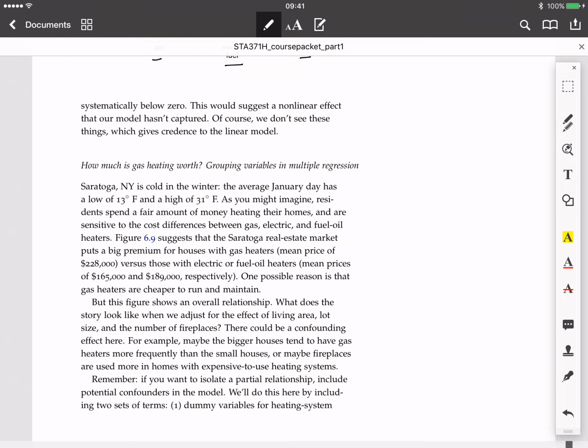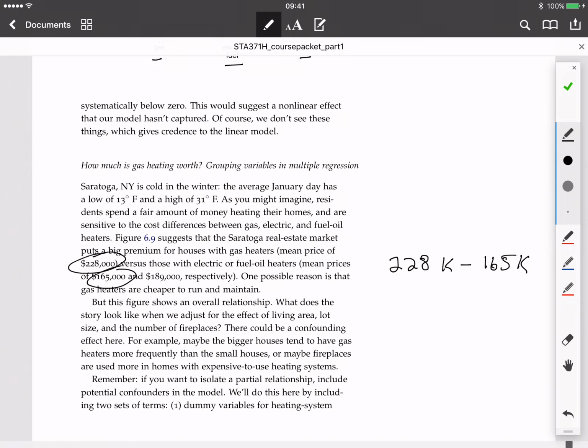Well, if we just compute the group means, the mean price of houses with gas heaters is about $228,000, versus, say, electric, which is $165,000. So you might naively conclude that the difference between gas heaters and electric would be $228,000 minus $165,000. And what is that? It's about 65, something like that. Okay, just doing the mental math. So you might conclude that it's about a $65,000 premium.